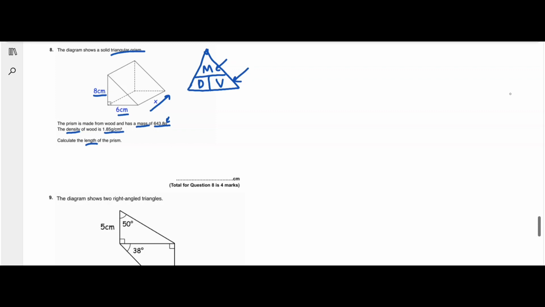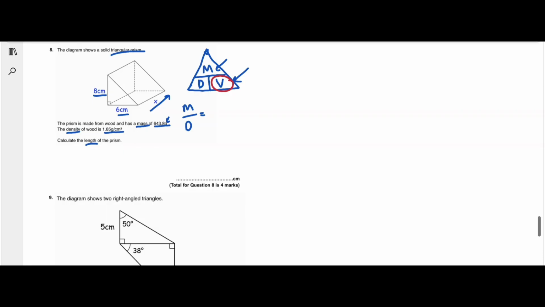So the M goes on the top, because people often get that wrong. Massive div. There we are. Okay, so we are going to work out the volume of the prism. Because I know I can do that because I've been given the mass and the density. So that's my key there. So if I'm doing volume, I'm going to do mass divided by density.